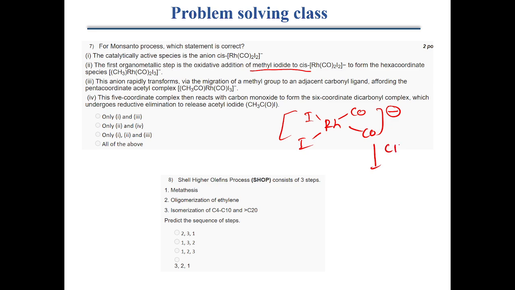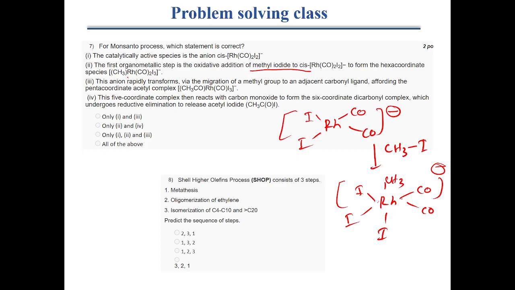Then methyl iodide insertion. So methyl iodide oxidative addition happens. Carbonyl, carbonyl. Then we get the hexacoordinated CH3Rh(CO)2I3 compound. Okay, right. Next, the anion rapidly transforms via the migration of a methyl group to the adjacent carbonyl ligand, giving the pentacoordinated acetyl complex. Yes, this is also right.